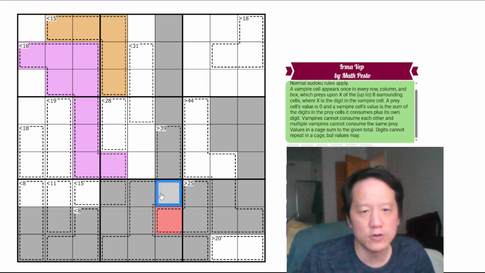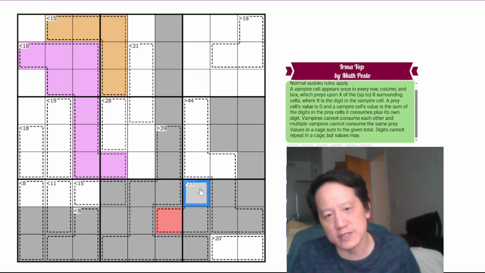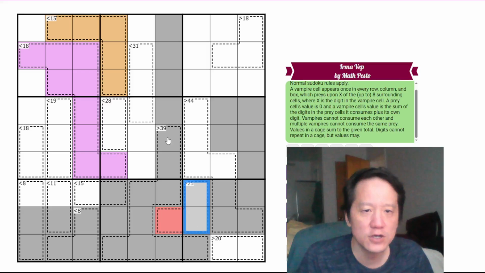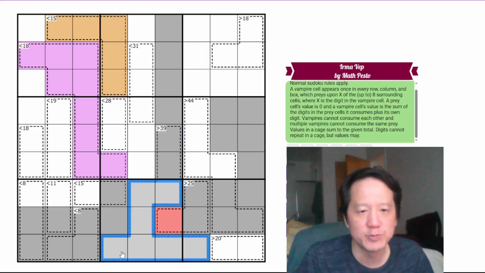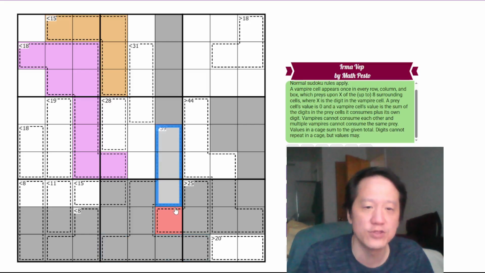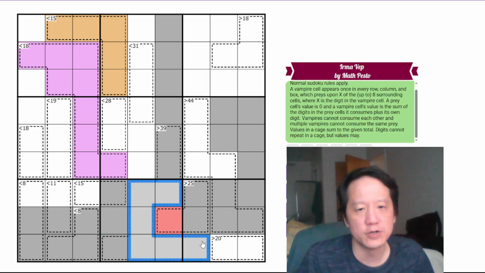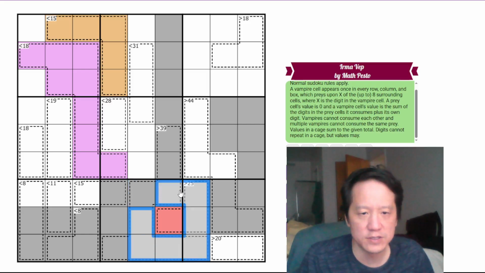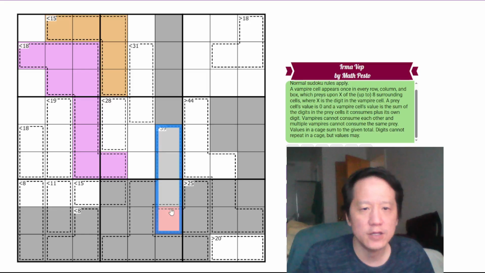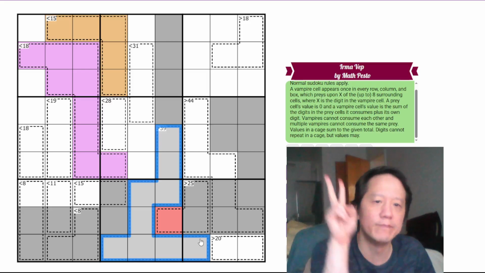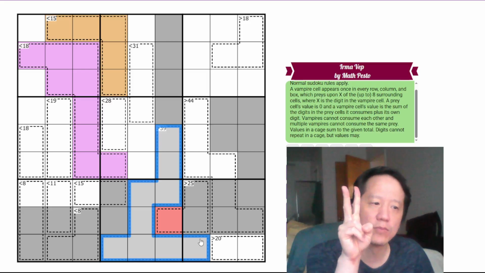But this can only prey on... It can prey on cells from its own cage or cells from this 39 cage. But we know this 39 cage has to be greater than 39. So the preyed upon cells are basically going to be one of these cells here, right? So it can prey on at most... Okay, so how much value can this lose? None of these cells are vampire cells. So it can lose at most 2 cells worth of information.